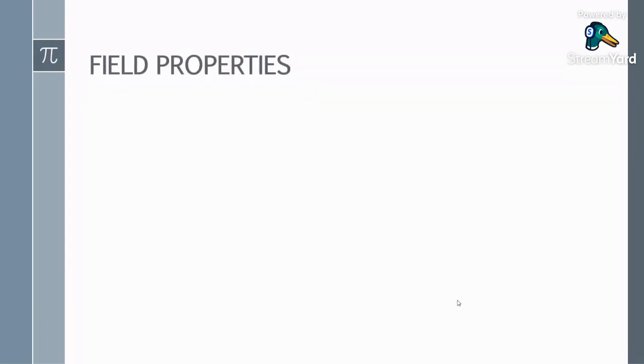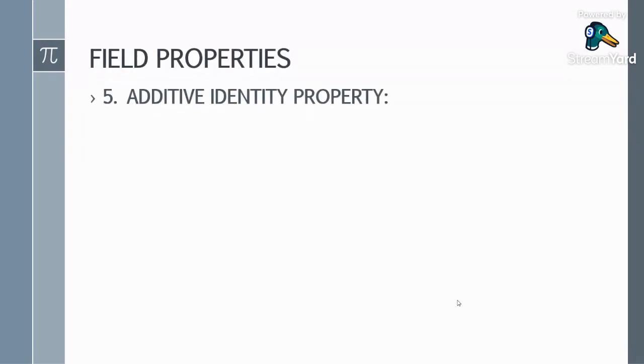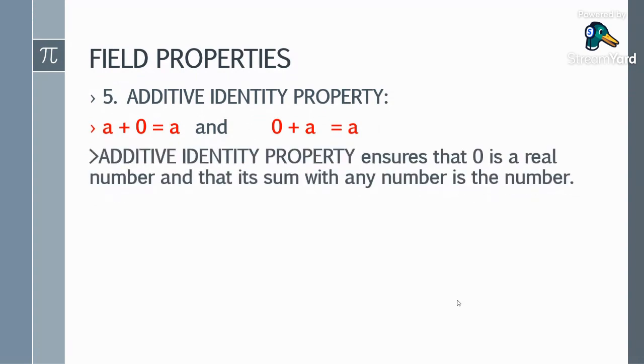Now, let's proceed to another property, and this is the additive identity property. In the additive identity property, A plus 0 is equal to A and 0 plus A is equal to A. So, it ensures that 0 is a real number and that its sum with any number is the number. For example, 3 plus 0 is equal to 3 and 0 plus 3 is equal to 3. 0 is the only number that works this way.